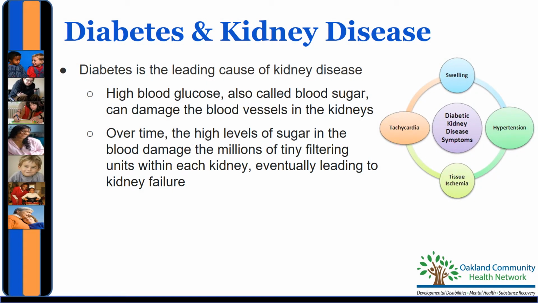Diabetes is the leading cause of kidney disease. High blood glucose, also called blood sugar, can damage the blood vessels in the kidneys. Over time, the high levels of sugar in the blood damage the millions of tiny filtering units within each kidney, eventually leading to kidney failure.